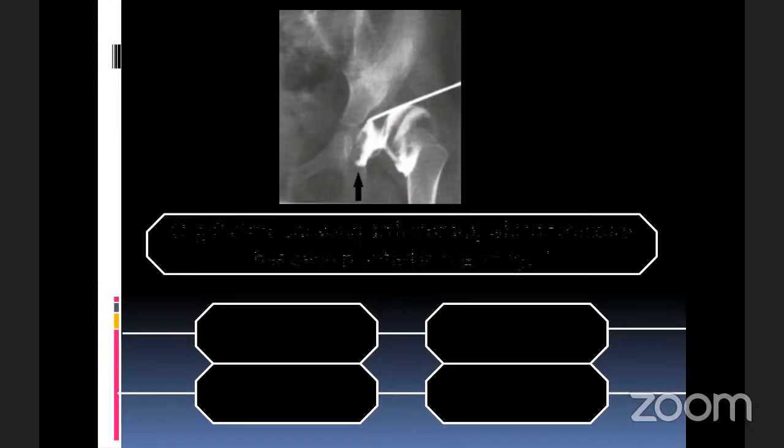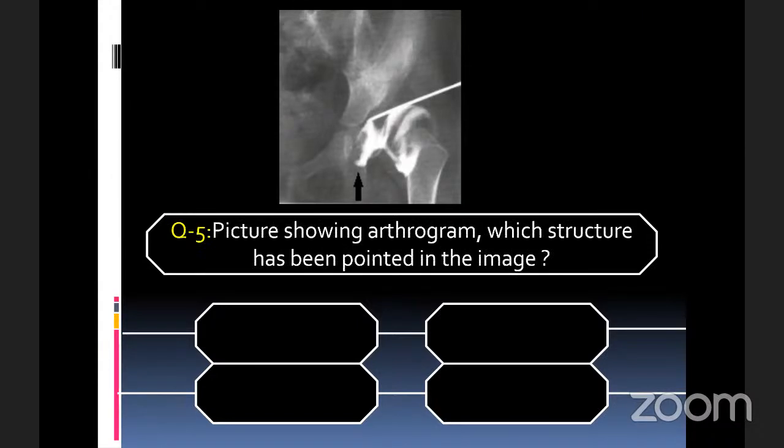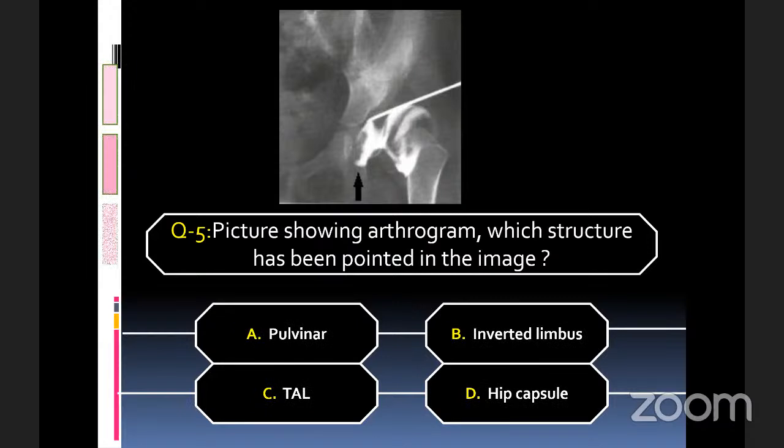Yes. Next question is, a picture showing arthrogram. This structure has been pointed in the image with black arrow. First is pulvinar, inverted limbus, transverse acetabular ligament, and hip capsule.